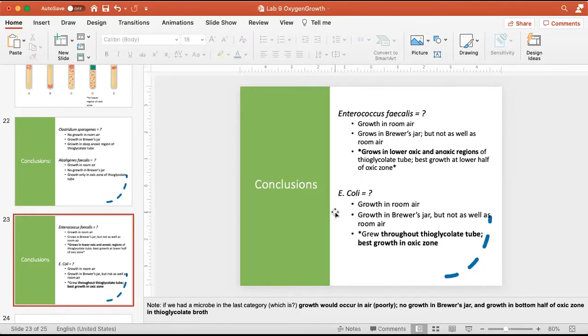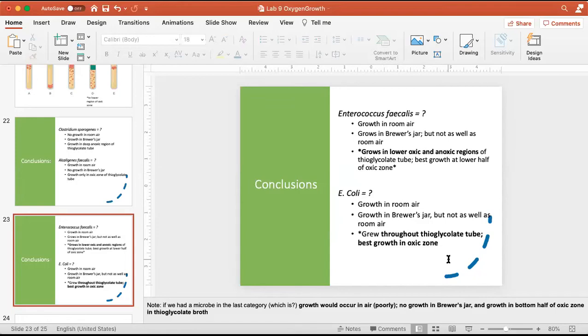And finally, our E. coli grew in room air, grew in the brewer's jar, but again, grew poorly, and grew throughout the thioglycolate tube, but grew best throughout that oxic zone. This is a facultative anaerobe.